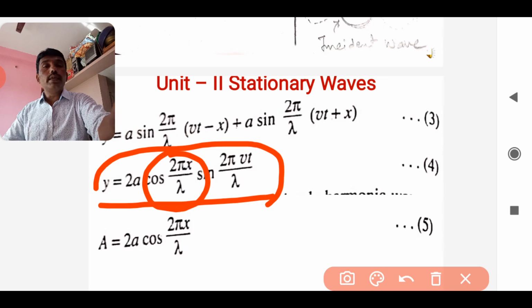Since sine is zero, how much will the cos value be? It will be 1. So when I check the displacement at this position, I will get y is equal to 2a sine of twice pi vt by lambda, because cos of twice pi x by lambda will be 1.